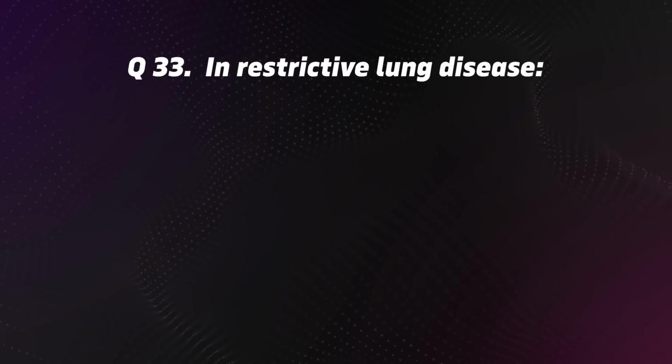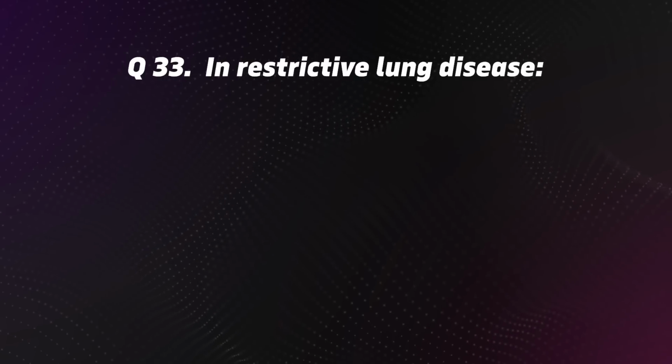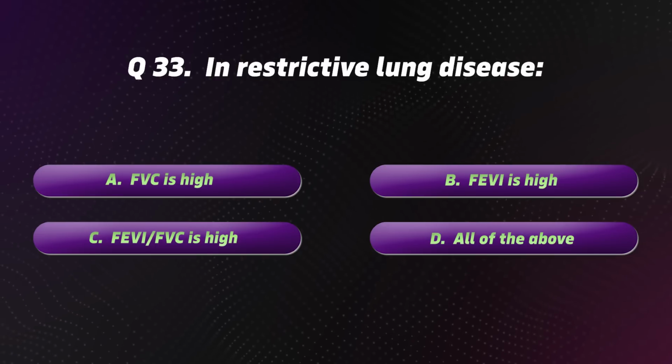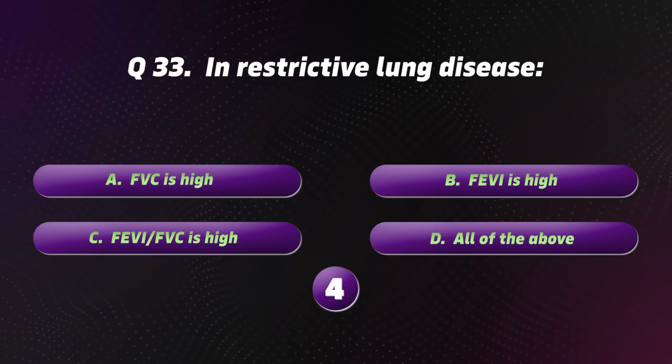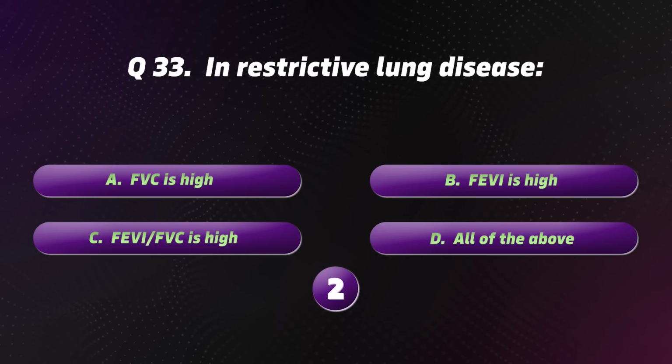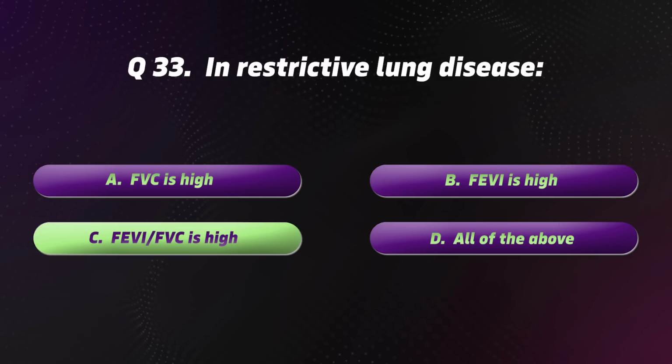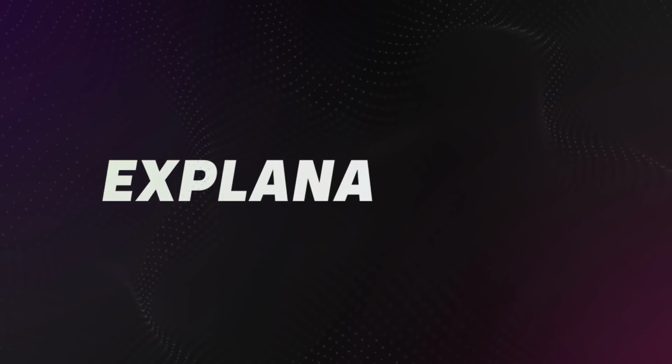Question 33. In restrictive lung disease, here are the options. A. FVC is high. B. FEV1 is high. C. FEV1/FVC is high. D. All of the above. And the correct option is C. FEV1/FVC is high. Here is the explanation.